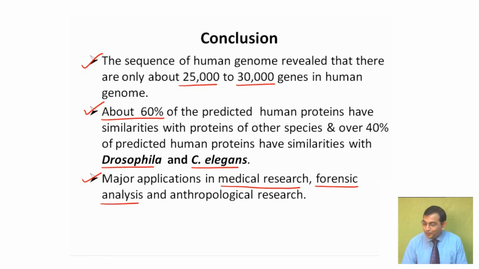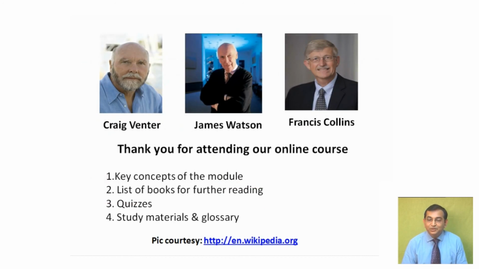The first director of the Human Genome Project was James Watson, and he made a major contribution in initiating this project. Francis Collins was the next director of the Human Genome Project, and Craig Venter has also made an important contribution to the Human Genome Project, and is also the founder of Celera Genomics. So Craig Venter, James Watson, and Francis Collins all made possible the completion of the Human Genome Project.